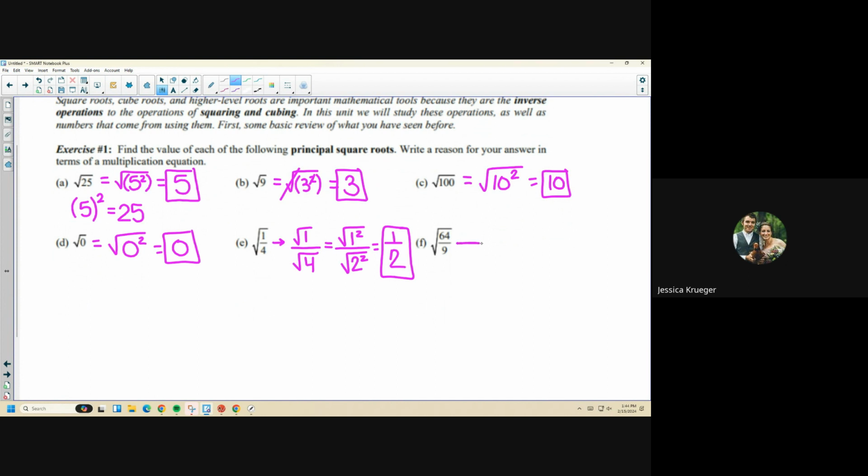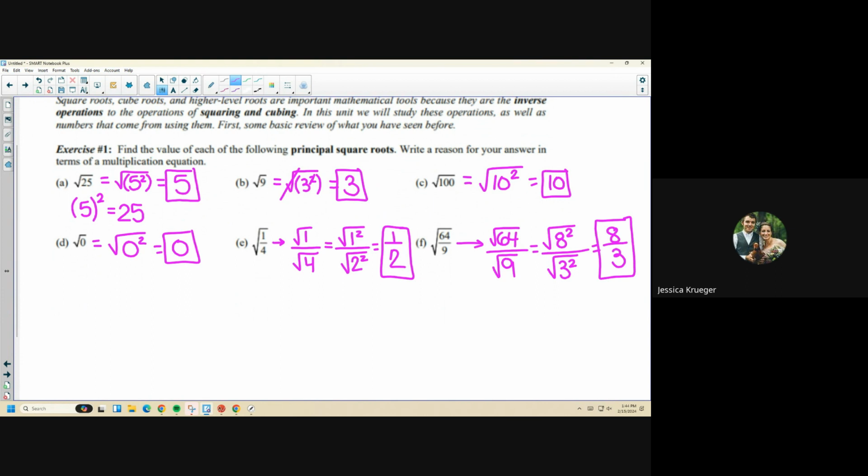And then square root of 64/9. Again, I'm going to break up my square root, take the square root of the top, square root of the bottom. 64 is 8 squared. And 9 is 3 squared. Square root of 8 squared is 8. Square root of 3 squared is 3. So the square root of 64/9 is 8/3.